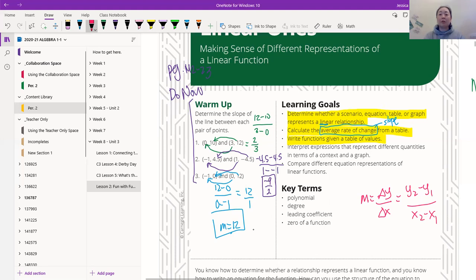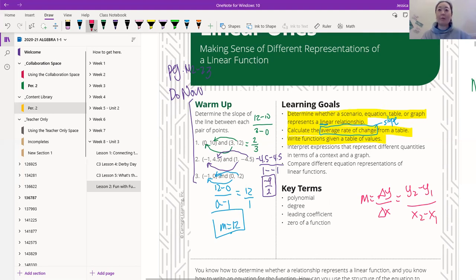Let's take a look here. Our learning target for today is to determine whether a scenario, equation, table, or graph represents a linear relationship. You look at one of these things, do you know if it's linear? We'll find out.